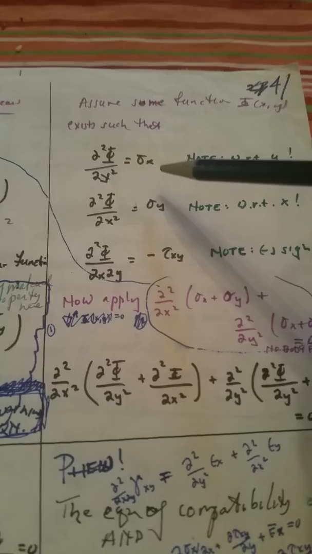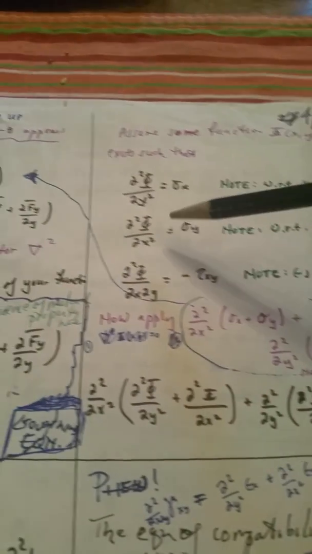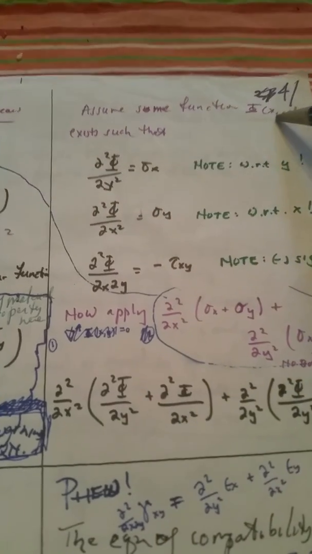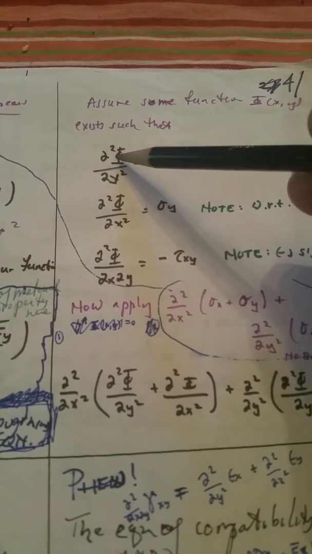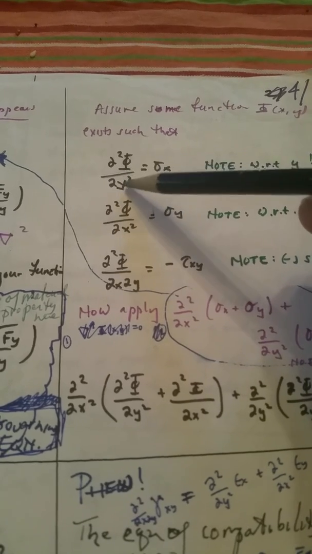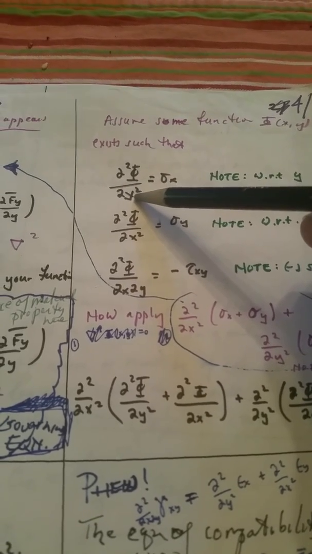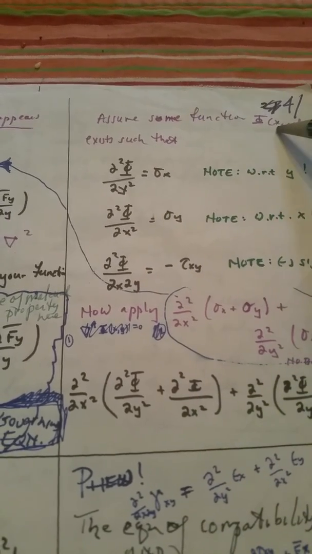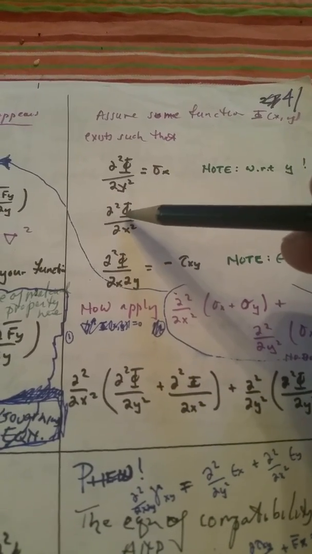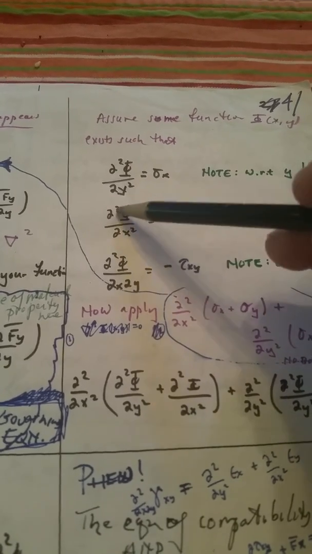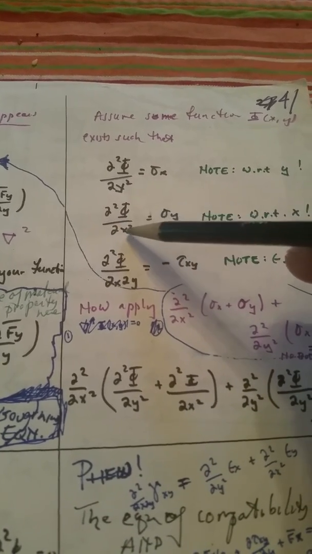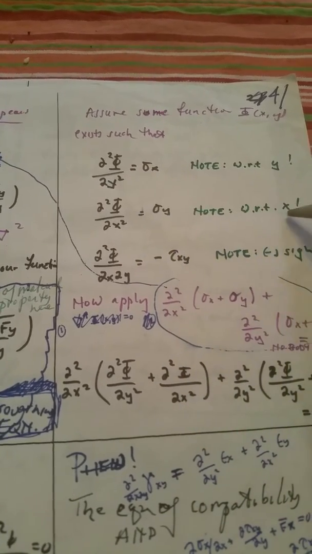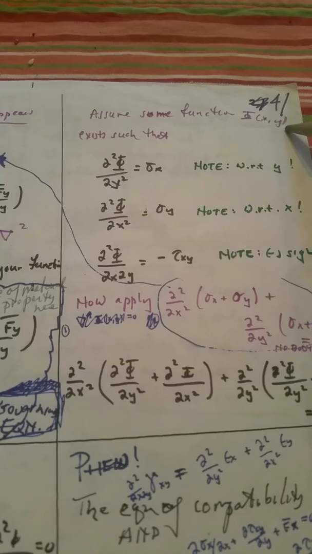So let's take this next leap here, and suppose there was some kind of magical function phi. Phi being a function of x and y. But this is so magical that if you differentiate it twice with respect to y, out comes sigma x at any x and y. And to further make your heads explode, this magical phi, if you differentiate it twice with respect to x, you get sigma y at any x and y.